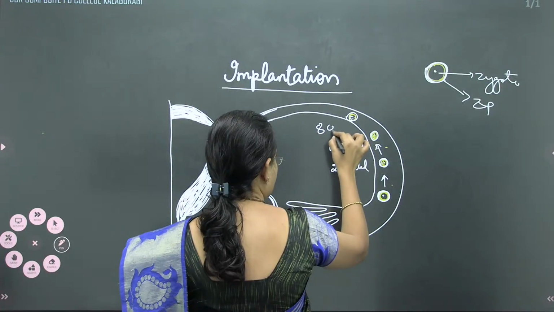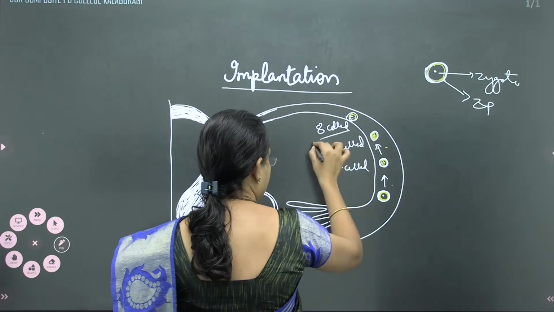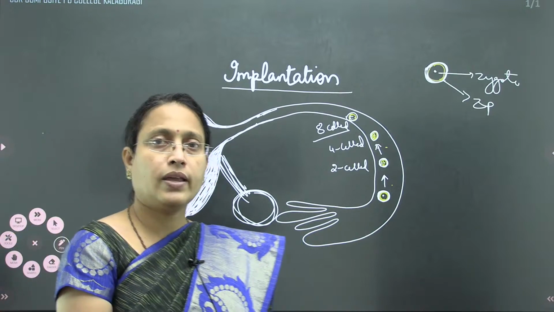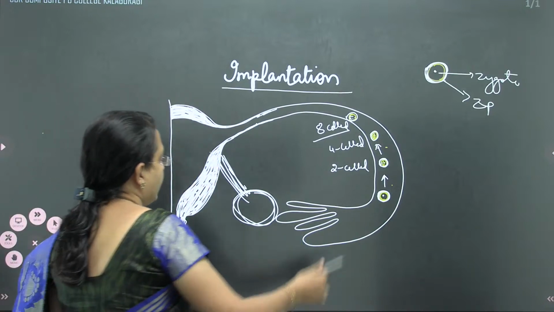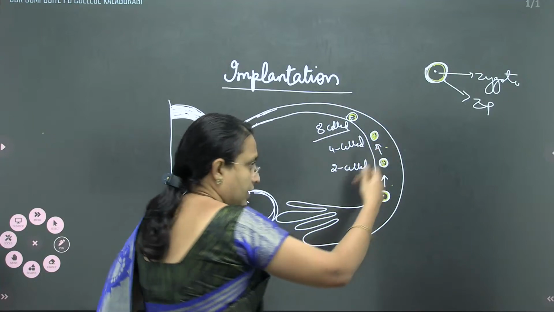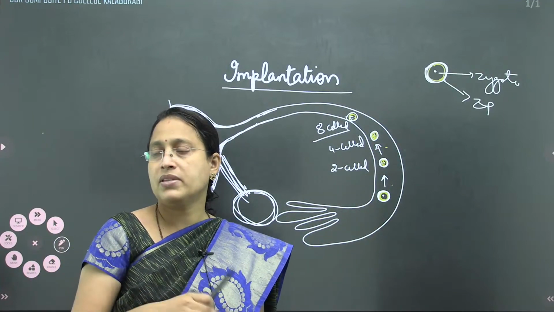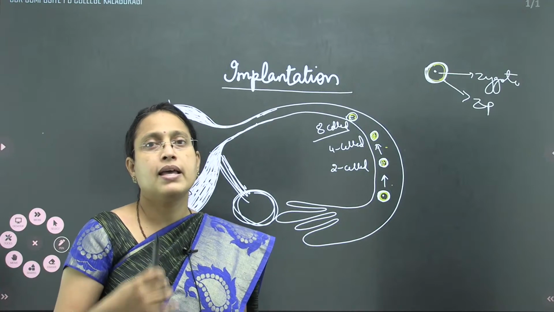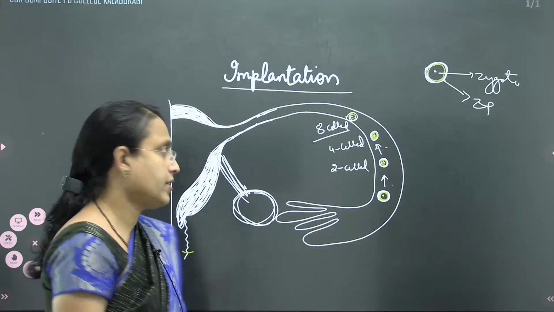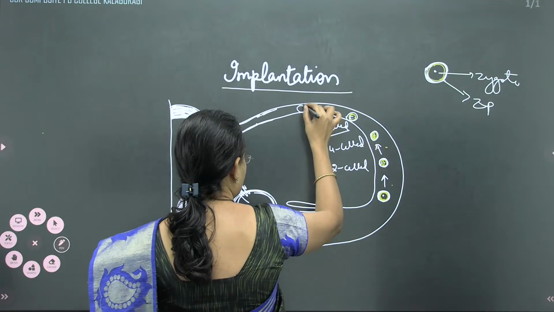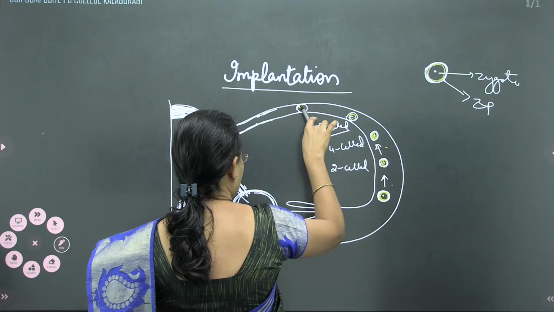Four-cell stage forms. Then the 8-cell stage. At the 8-cell stage, further division occurs. One parent cell divides into two, so each of the 8 cells divides into two and forms the 16-cell stage.